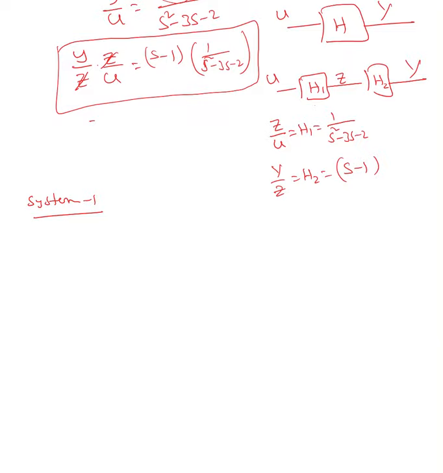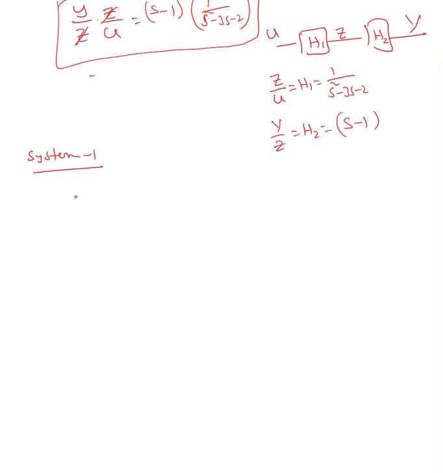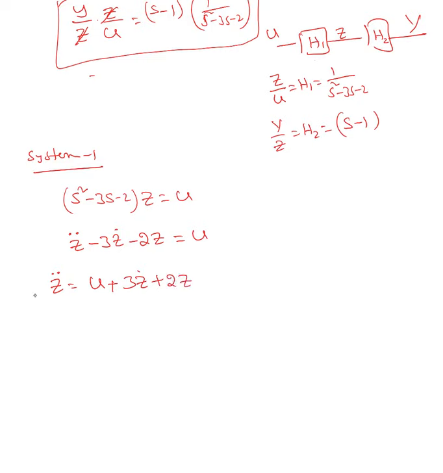Now if you look at h1, system 1, I'm going to write this as s square minus 3s minus 2 times z equal to u. So basically it's z double dot minus 3z dot minus 2z equal to u. So z double dot equals u plus 3z dot plus 2z. That's my z double dot.